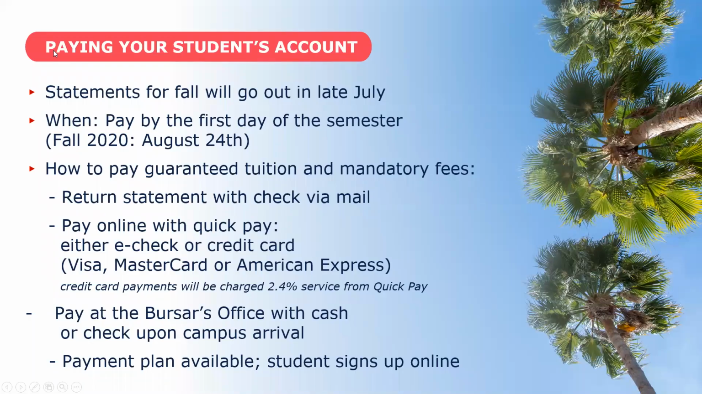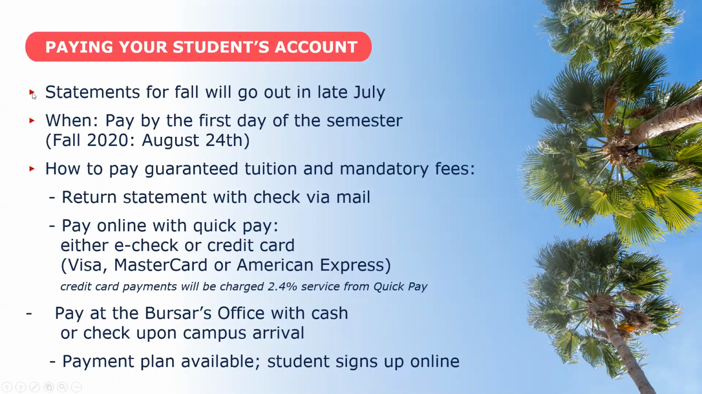So, last thing I want to talk with you about today is paying your Bursar account. Statements will go out in late July. They will be due the first day of the semester, which for fall 2020 is August 24th. You want to make sure your student's account is in good standing on the 24th. Either you paid your portion or it's been paid by aid, or pending aid is in place to take care of that balance.